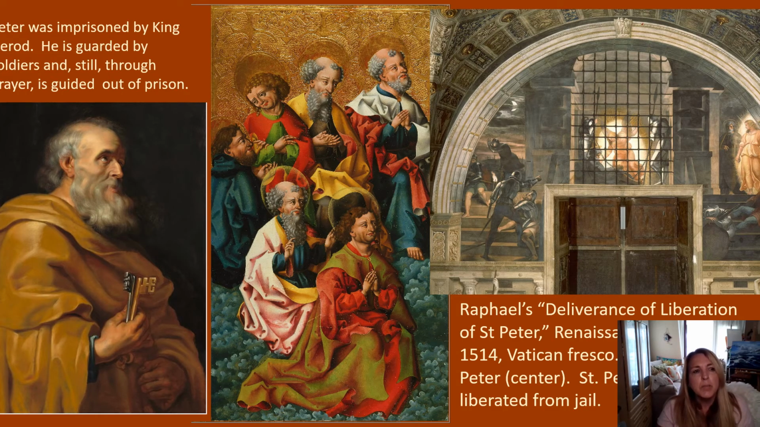So Peter was imprisoned by King Herod. He was guarded by soldiers, and through prayer he is guided out of prison by an angel. And his chains literally just drop from him. One of the key works about the Liberation of St. Peter is from the Vatican fresco of Raphael. And it's just absolutely stunning. So this is at the Vatican.